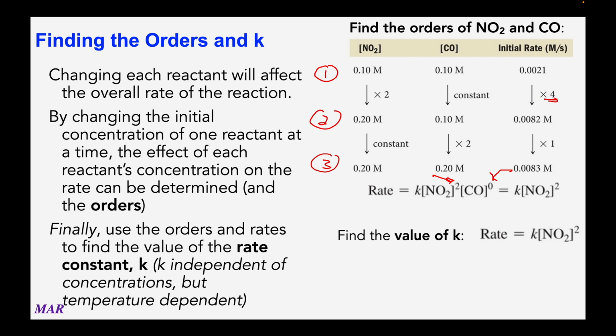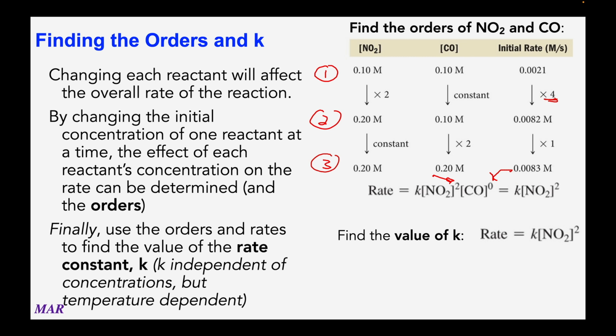Once you have the values of the orders, so in this example, we saw that NO2 was second order and CO was a 0 order. And remember that anything to a 0 order is just 1. So in this case, I just totally ignored CO to the 0 power because it doesn't matter. Rate equals K times NO2 squared.